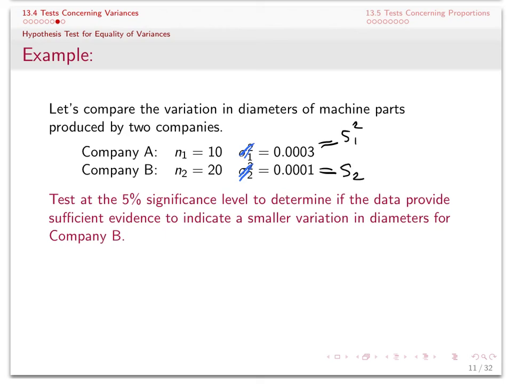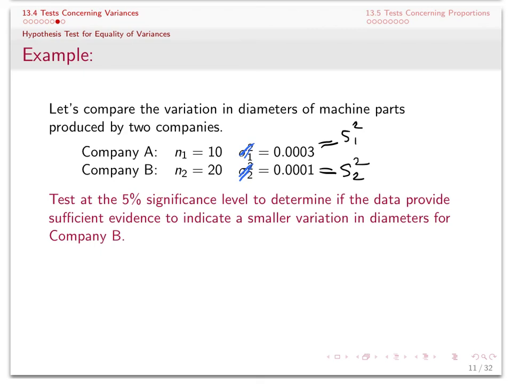So here, company A, this is the same company we had in the previous example, where we had a sample size of 10 and a sample variance of 0.0003. And we're going to look at competitor company B, where we look at a sample of 20 produced machine engine parts by them and the associated sample variance of 0.0001. Now let's test at the 5% significance level to determine if the data provides sufficient evidence to indicate a smaller variation in diameters for company B.